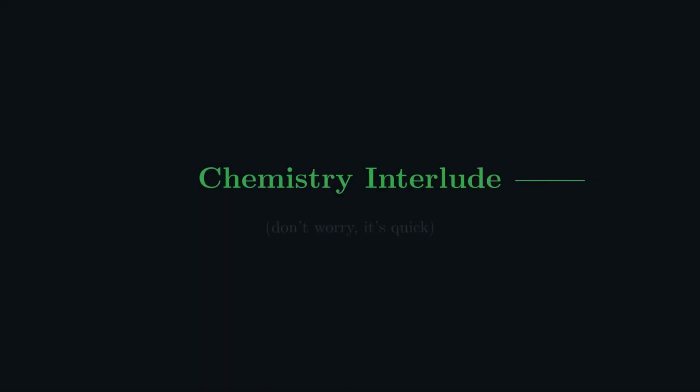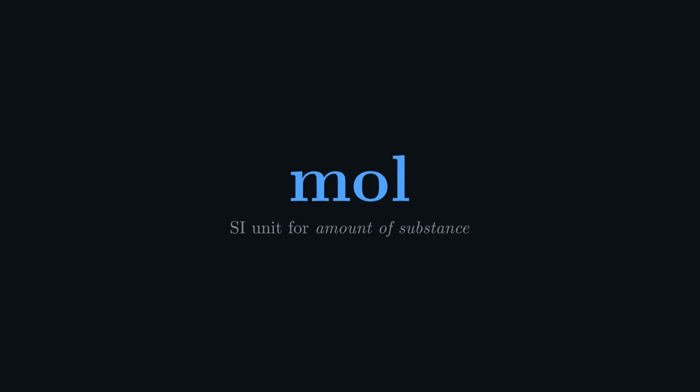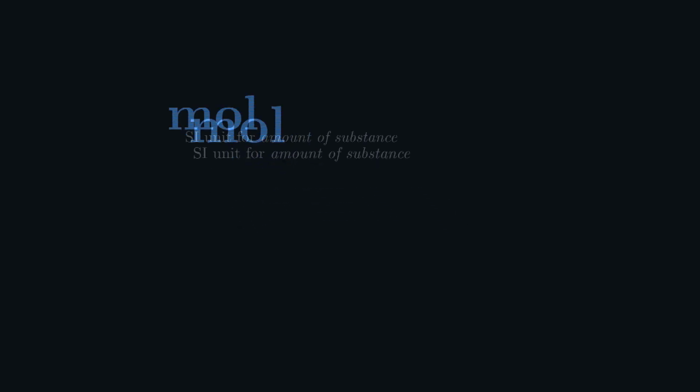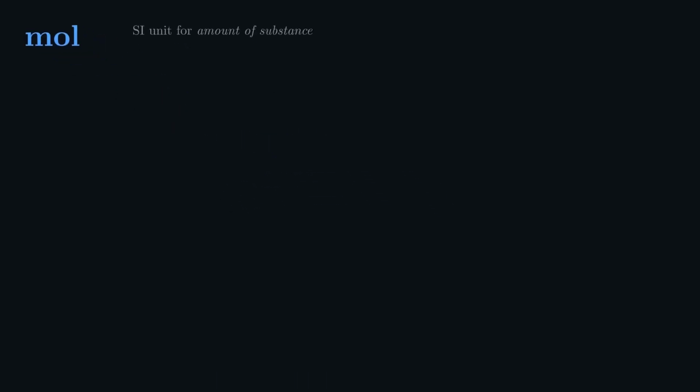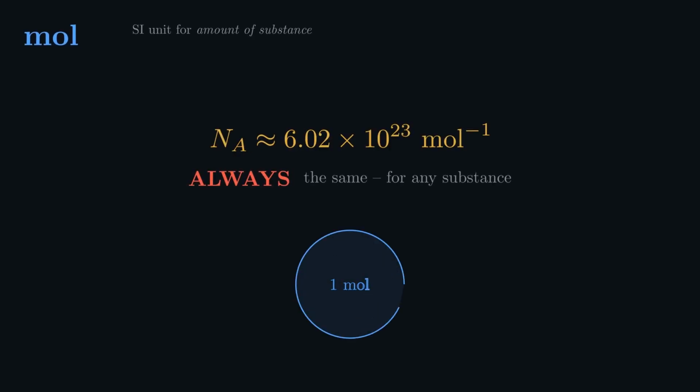Before we get into the actual physics of ideal gases, we must partake in a slight chemistry interlude to define the mole. In physics, we use moles as the SI unit for an amount of a substance. But just how much is this? Well, 1 mole of any substance will always contain an Avogadro's constant number of particles, or approximately 6.02 times 10 to the power of 23 particles.